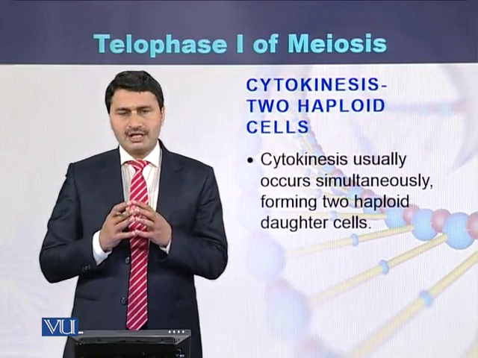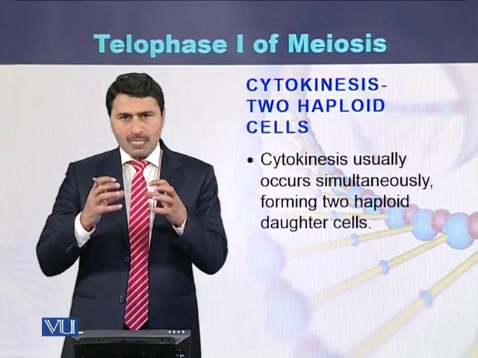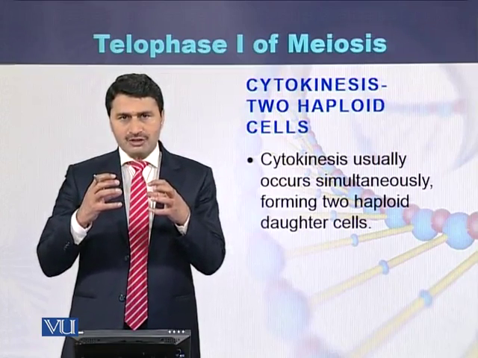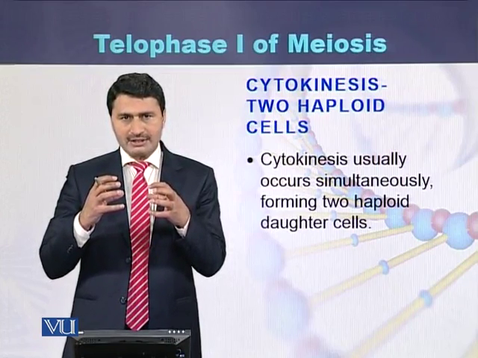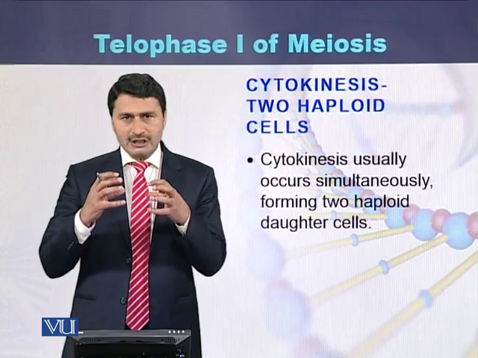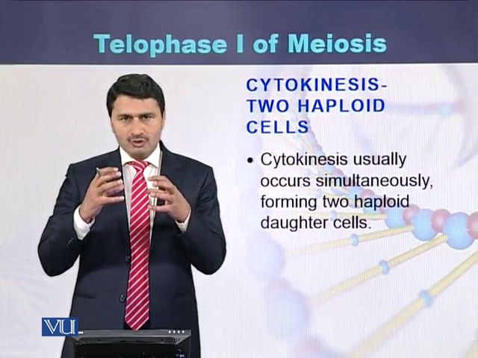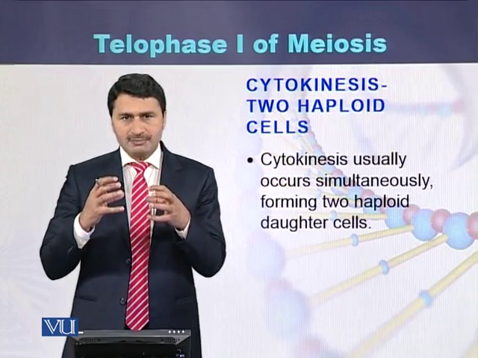Because the chromosomes have arrived at the poles, a process will start that is called cytokinesis, which divides the cell into two. As a result of cytokinesis, two haploid cells are produced from a single diploid cell.